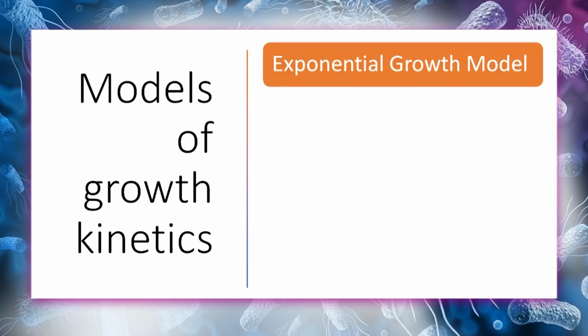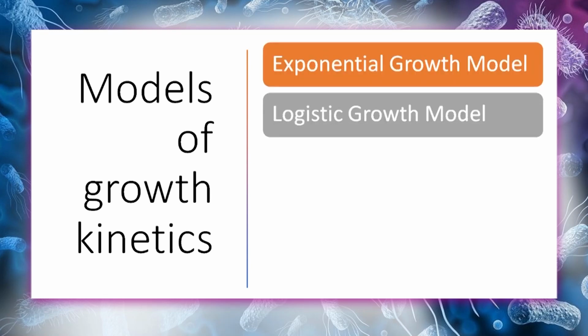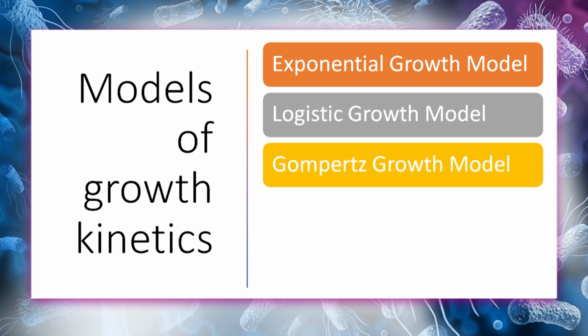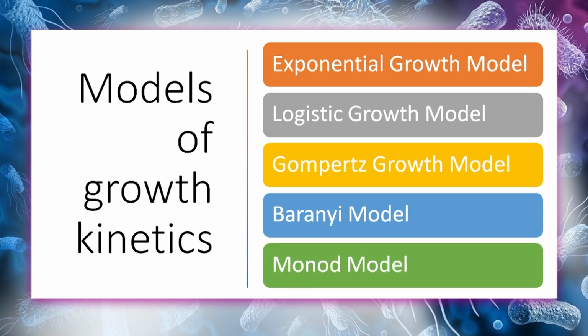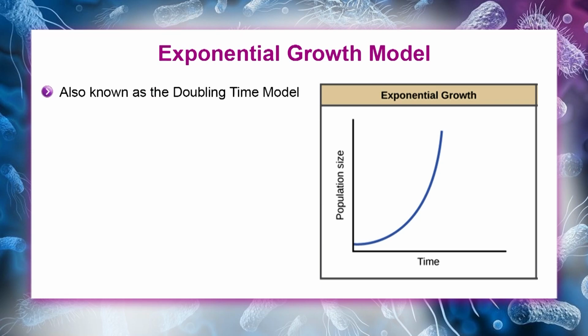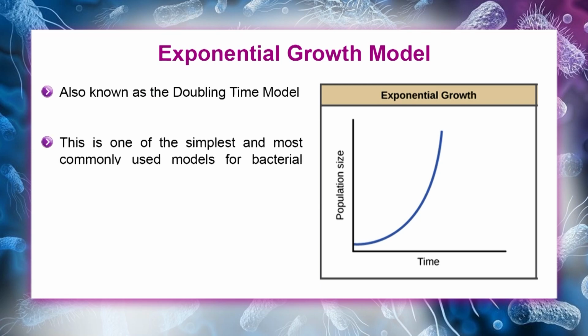First one is the exponential growth model, second is the logistic growth model, then the Gompertz growth model, Baranyi model and Monod model. So, we will take first the exponential growth model. It is also known as the doubling time model. This is one of the simplest and most commonly used models for bacterial growth. It assumes that bacteria grow exponentially, meaning that the population size doubles at a constant rate over a fixed period.